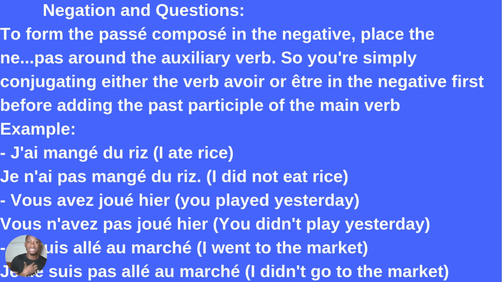The only difference is that this time around, the verb you're putting in between the ne pas is the auxiliary, either the être or the what? The avoir. Simple. So all you have to do is to place the ne pas around the auxiliary verb. So you're simply conjugating either the verb avoir or être in the negative first before adding the past participle. Just like in the present where you put the verb in between ne and pas, you put the auxiliary in between ne and pas.